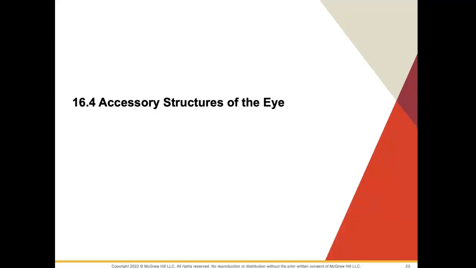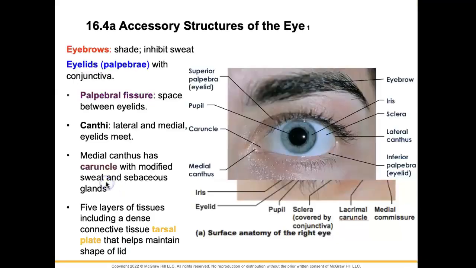Hello and welcome to the screencast on Chapter 16, Section 4, where we are going to talk about the accessory structures of the eye. So we will start off with the external structures here, like our eyebrows. These are in place to give us shade and also to inhibit sweat from dripping down our forehead and into our eye. We know that sweat has water and salt in it, so that would sting, of course.